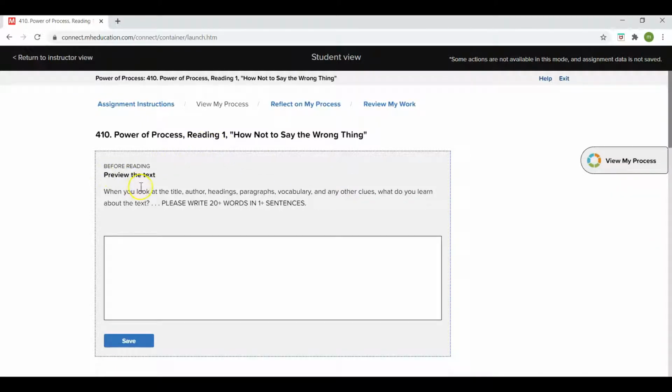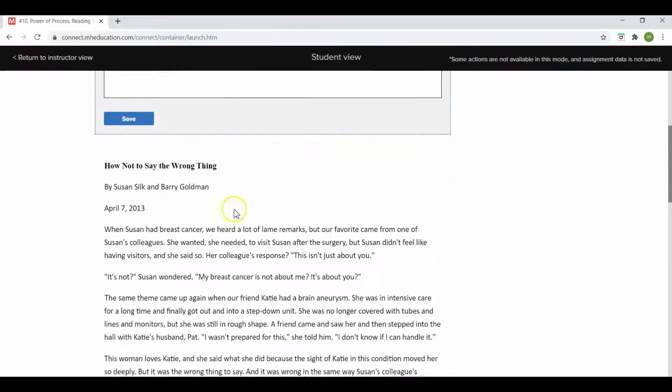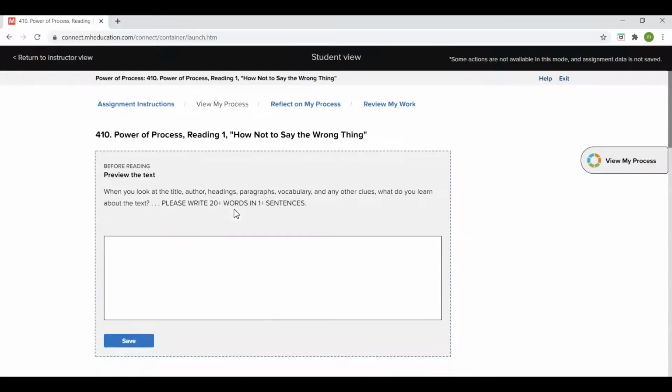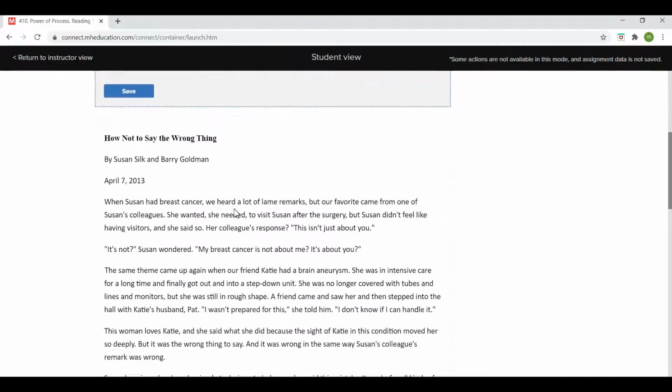So here is the first thing. It says before reading. So before reading what? What is it? Here it is, right? So you have to scroll down. You're wondering, well, what do I read? Okay, well, just go down, and there it is.